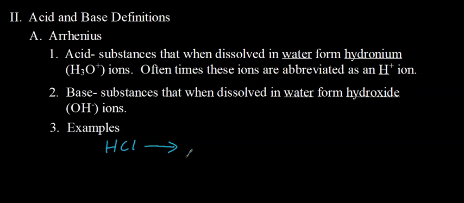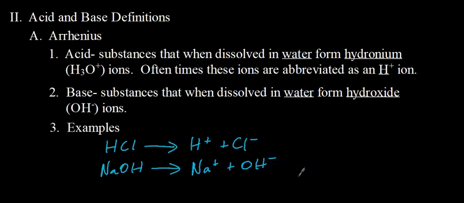Hydrochloric acid is a strong acid. It will dissociate. Technically, the term is ionize completely, and you make these ions. Because that substance produces hydrogen ions in solution, by definition, it is an Arrhenius acid. When you put sodium hydroxide in water, it will dissociate into these ions. Because this substance produces hydroxide ions in solution, it is considered an Arrhenius base.